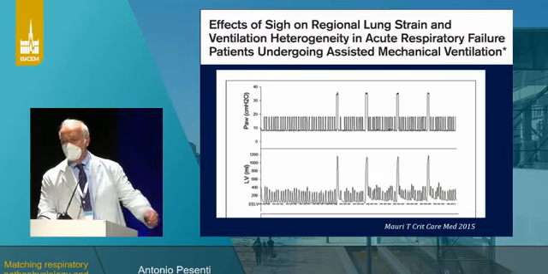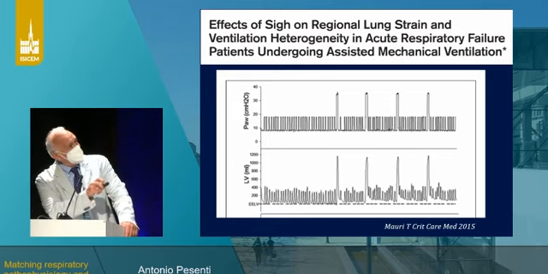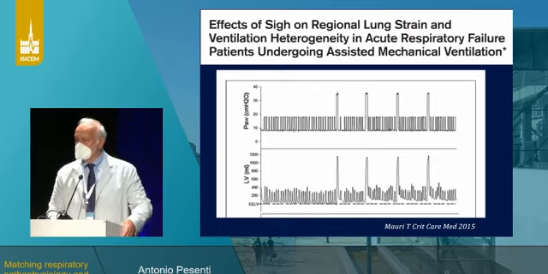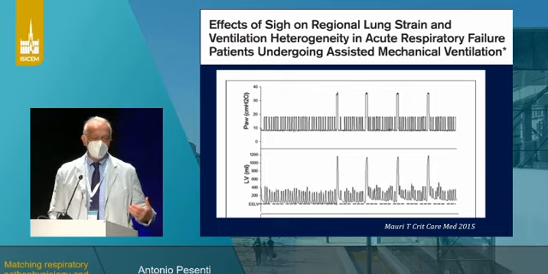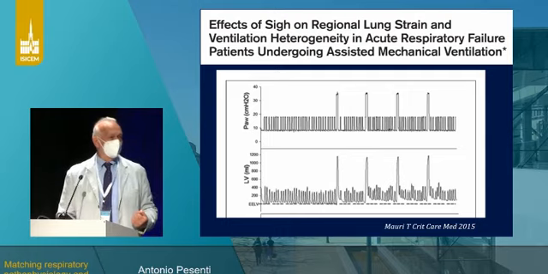Here we have the effect of sigh. By applying a sigh 1 or 2 times per minute, you see that the end expiratory lung volume increases and is maintained because the sigh makes a cyclical prevention of de-recruitment.